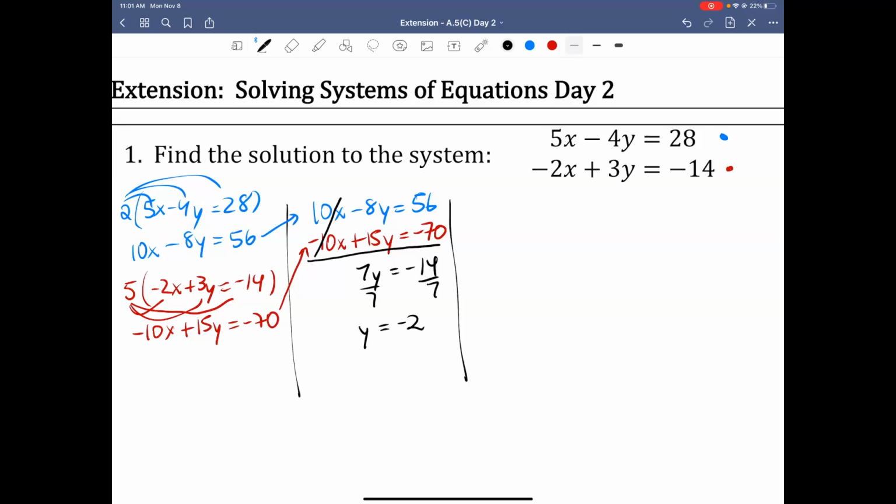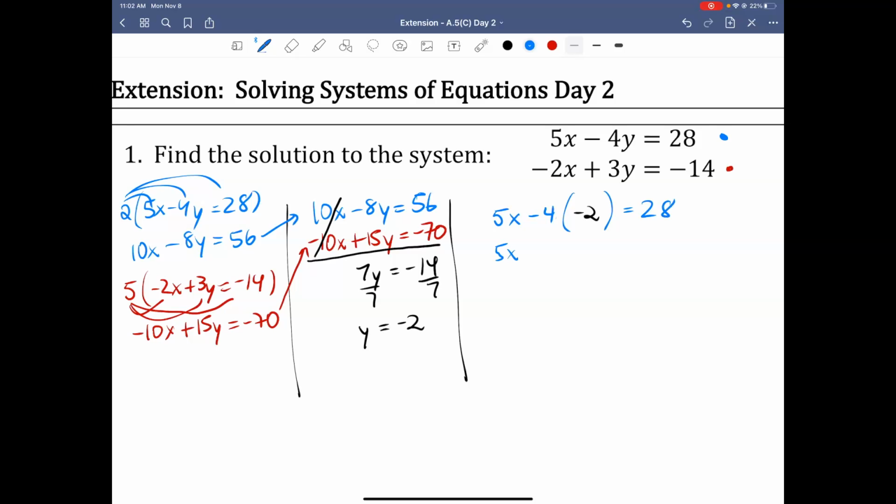That is half of my solution, and in order to find the other half, we need to find x. What we're going to do in our third column is choose either of our two original equations and substitute in y equals negative 2 and solve for x. And so if we start with our blue equation, the original blue equation from the problem, we will have 5x minus 4 times y, but instead of y, we will replace y with negative 2 or substitute in negative 2 for y, and then start solving for x.